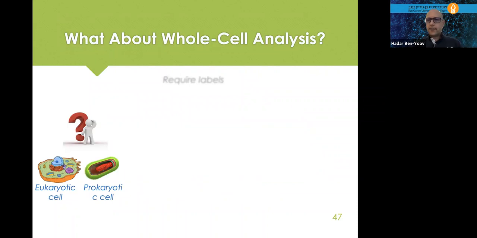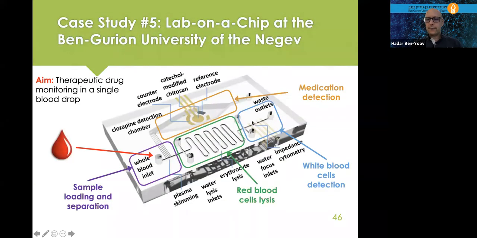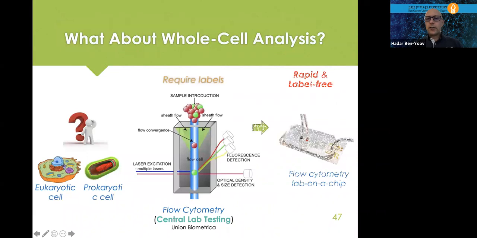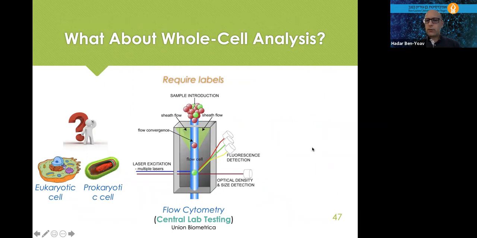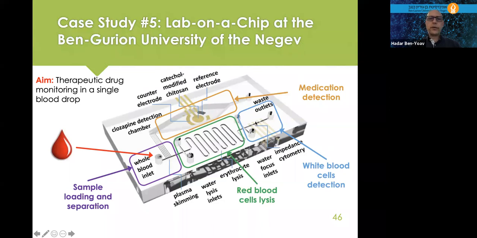How are we detecting the white blood cells? Current approaches are based on taking the cells, attaching fluorescent labels, and reading the fluorescence from the cells. This is called flow cytometry. But we want to do that on the chip itself. We don't want to introduce fluorescent labels and detectors, because it's very expensive and cannot be done at the point of care.